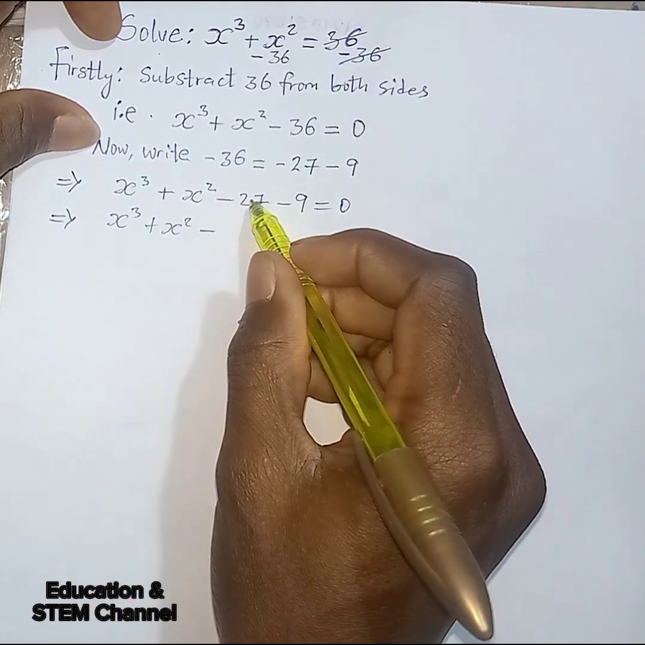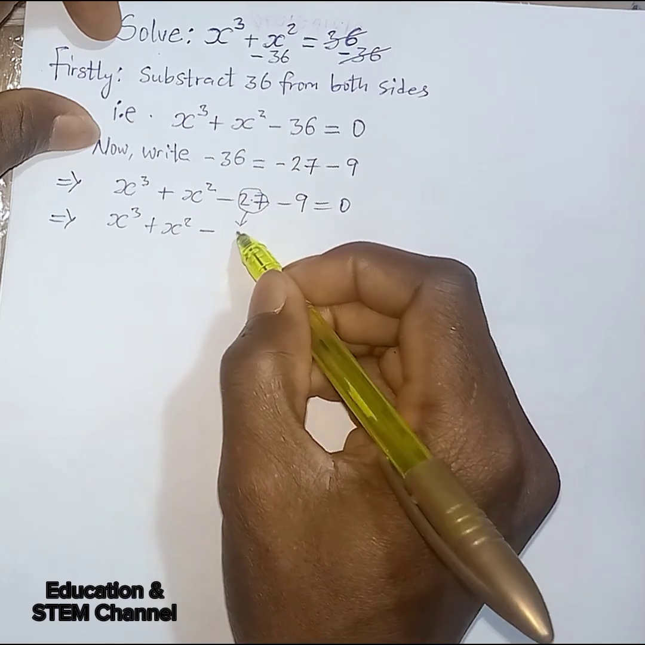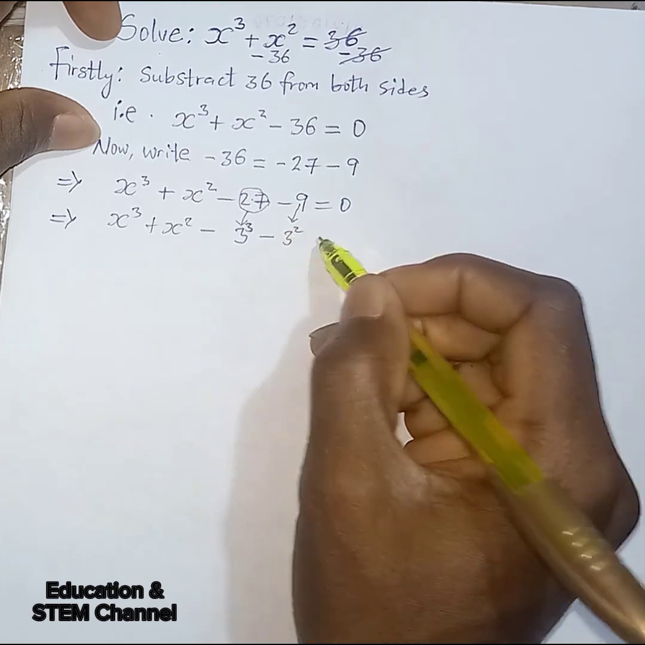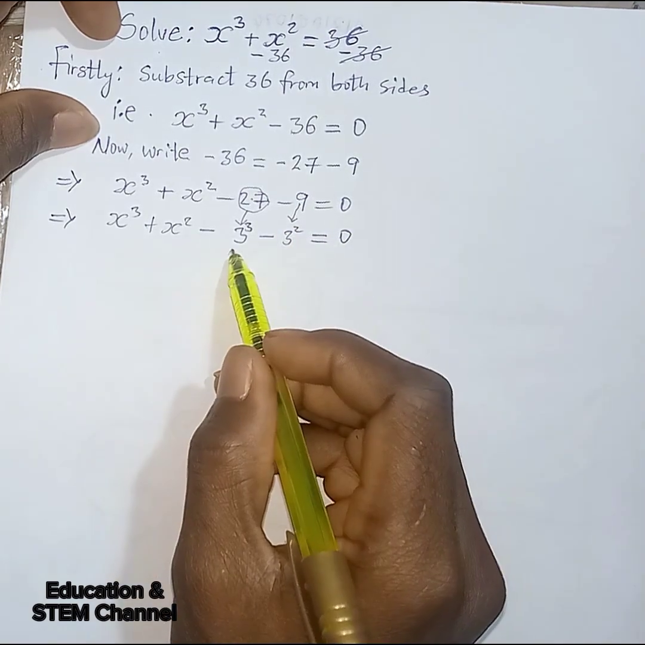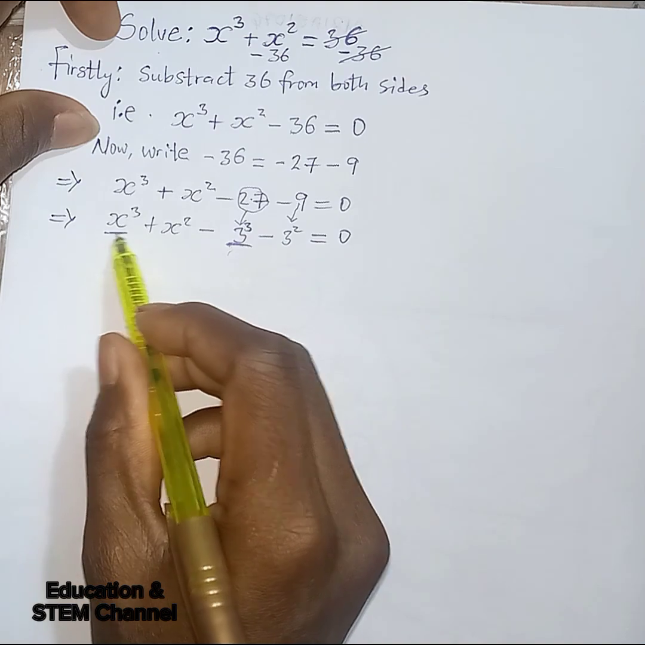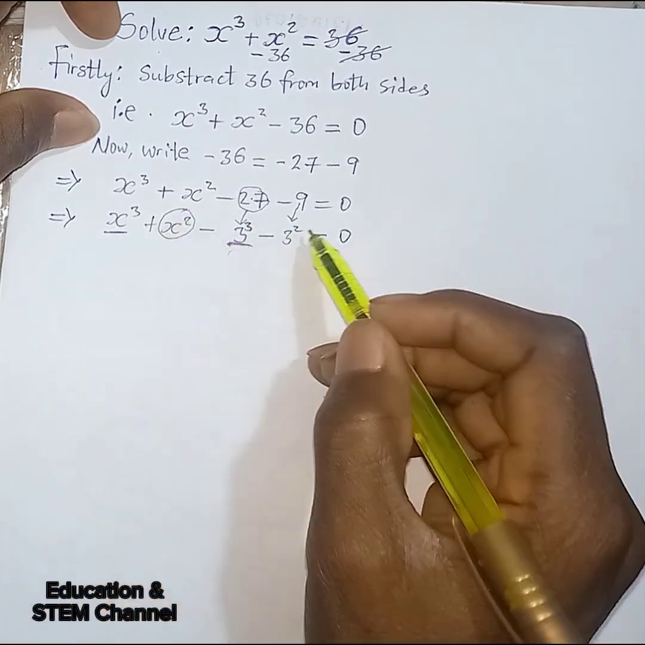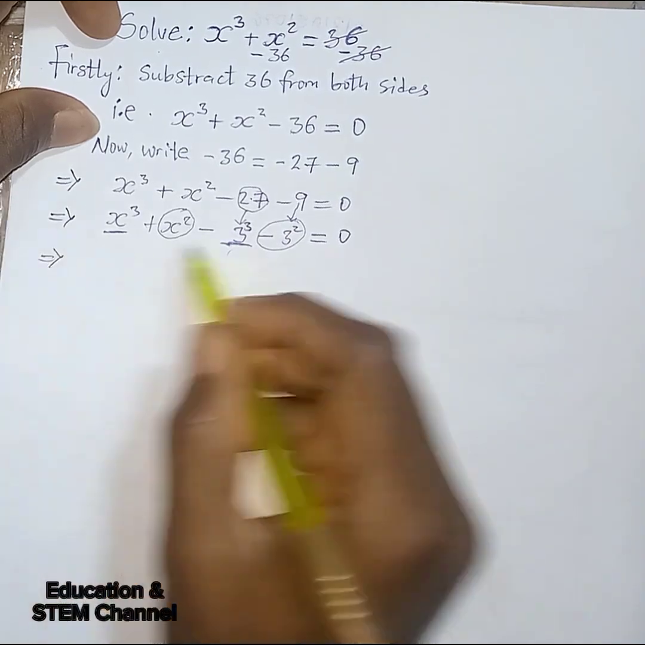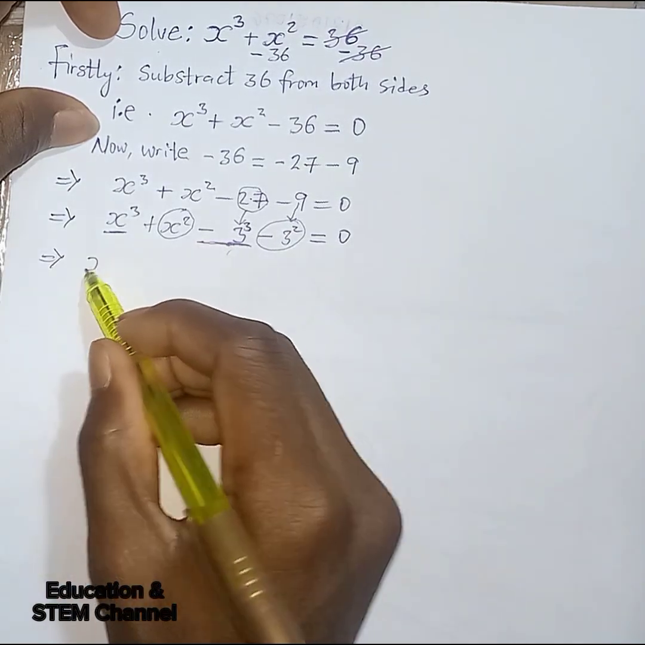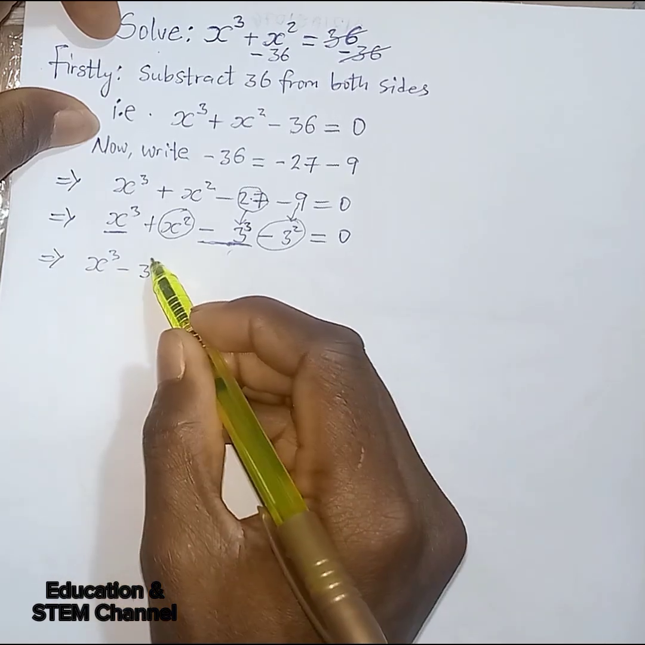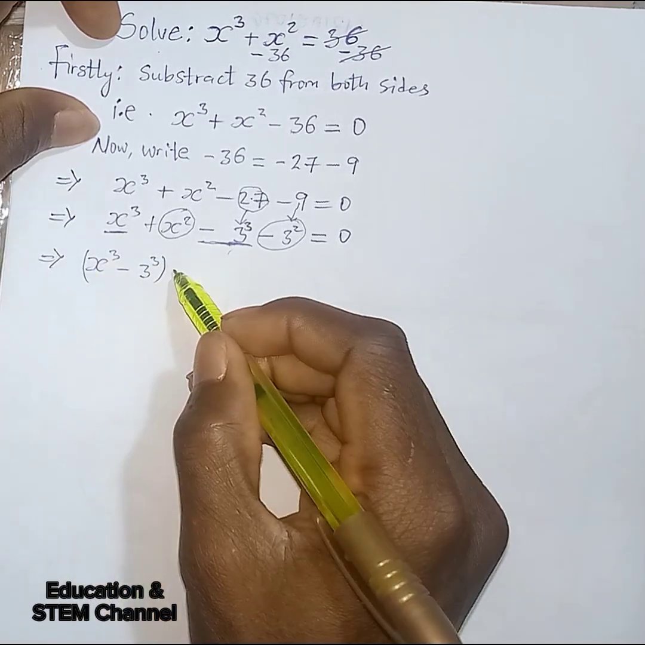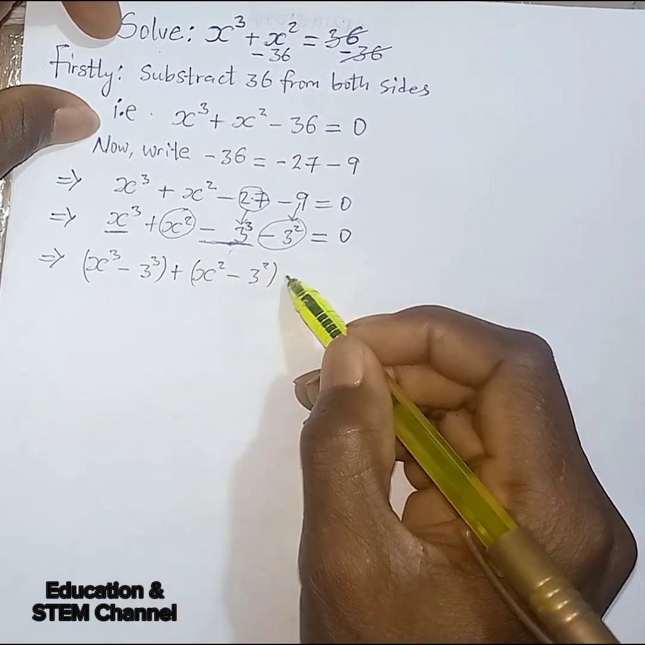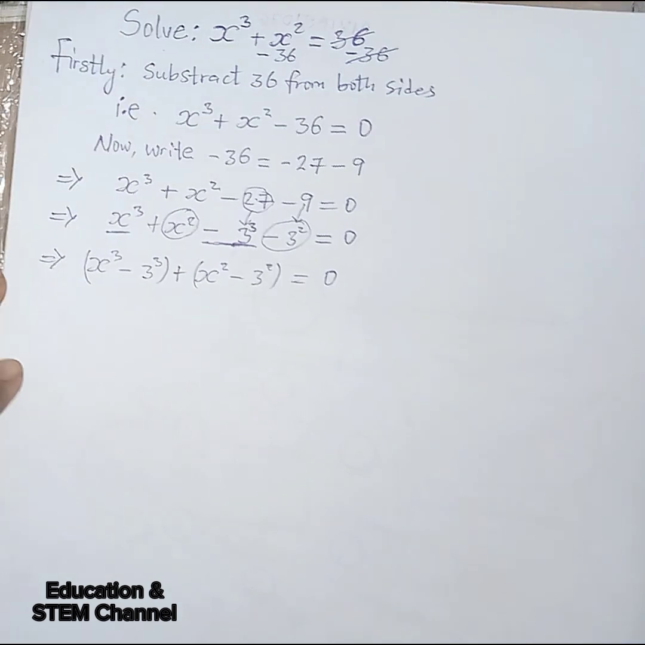Now looking at this, the next thing to do is to write 27 in index form and 9 also in index form. This is for the purpose of grouping like powers, those that have the same power, so that we'll be able to group them and do expansion. So as you can see, we are going to group those with power 3s and those with power 2. We have x cubed minus 3 cubed plus x squared minus 3 squared, everything equal to 0.